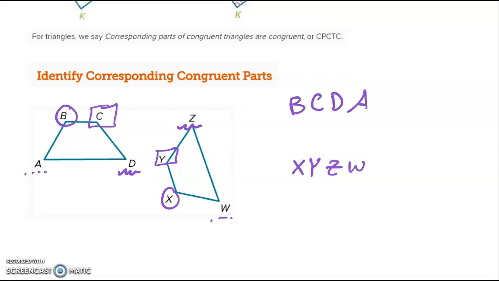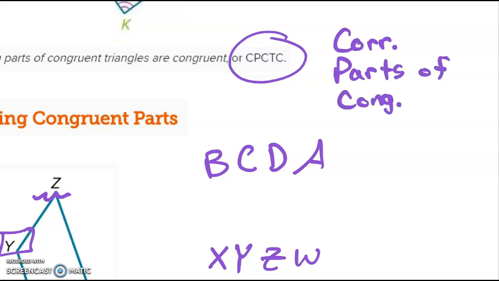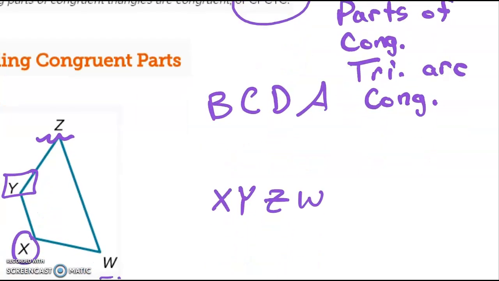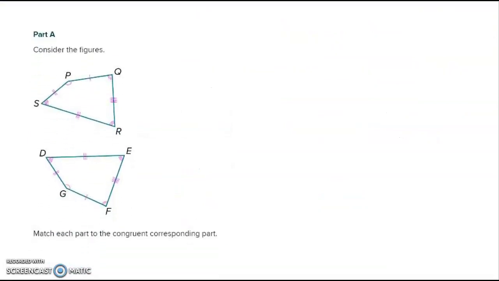Okay, now this CPCTC, I just kind of blew by this quick. Corresponding parts of congruent triangles are congruent. Write that down. We're going to come back to that when we start doing proofs. That's going to be an important piece.